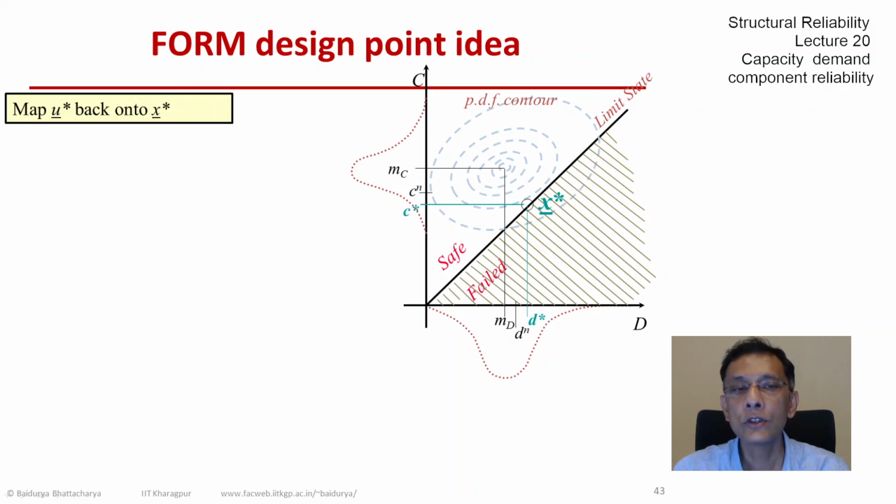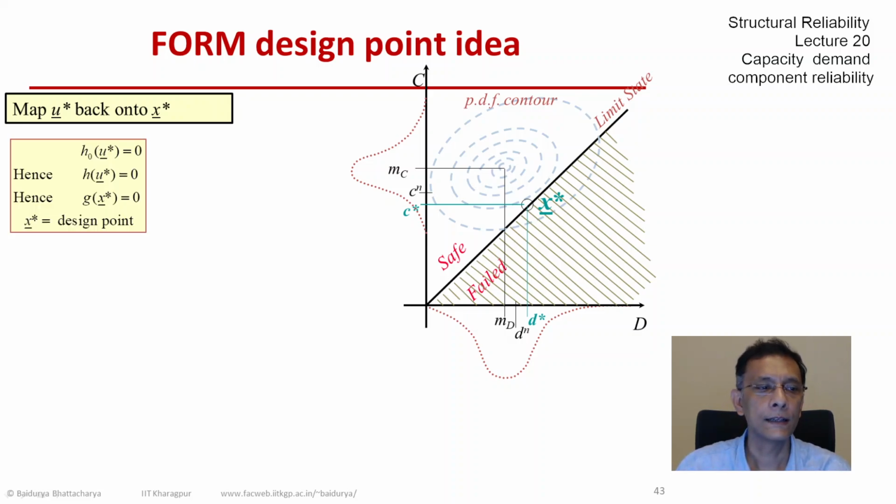And just like U star is a point on H equals 0, X star will be a point on G equals 0. So you will find a point on the limit state equation, the limit state line. Now what do we do with that? We can actually expand this idea that G of X star equals 0 and see if we can describe that in terms of more familiar quantities.